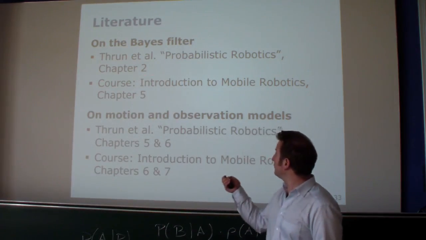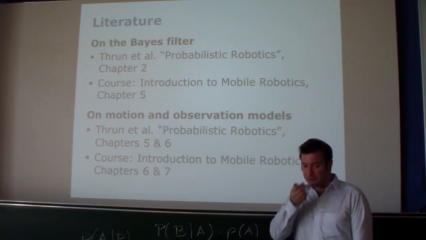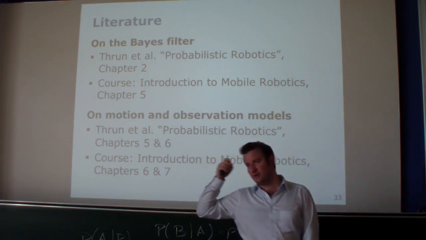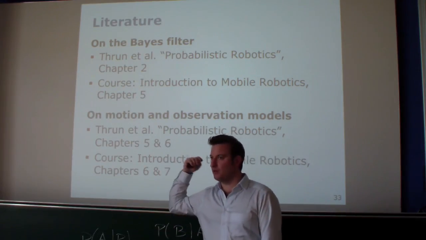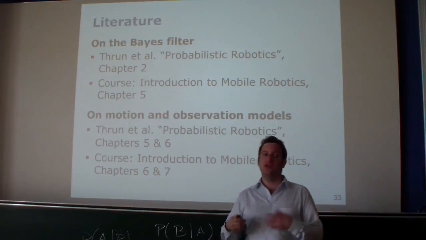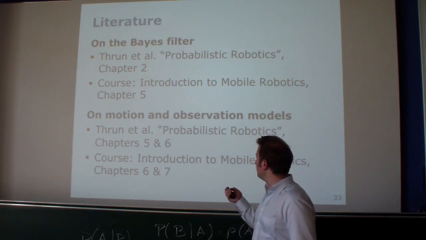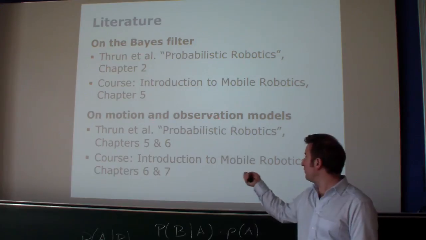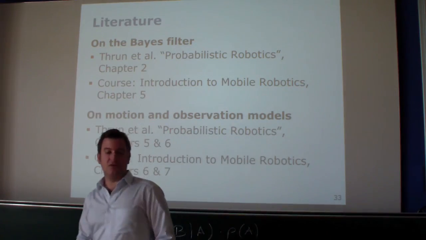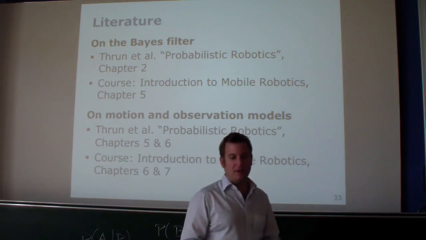First, there's chapter 2 of the Probabilistic Robotics book, which I can recommend. And then there's also, from last semester's course Introduction to Mobile Robotics, chapter 5 video recordings, with a whole hour on the motion model and a whole hour or two on the observation models. So you can look into more details if you think it's needed. There are also two different chapters in the book, and each has 90-minute course video recordings from last year, where we go more into the details.